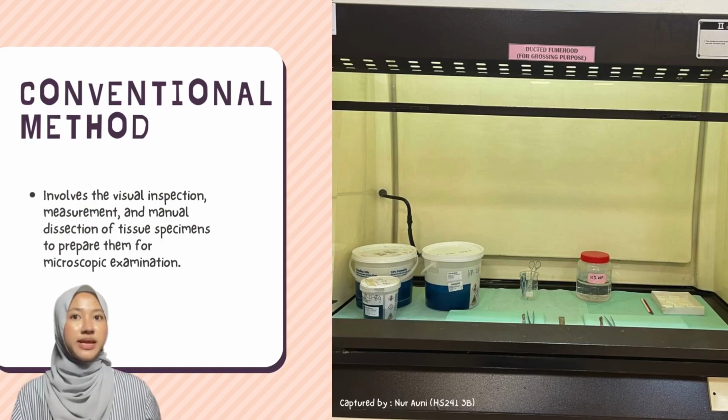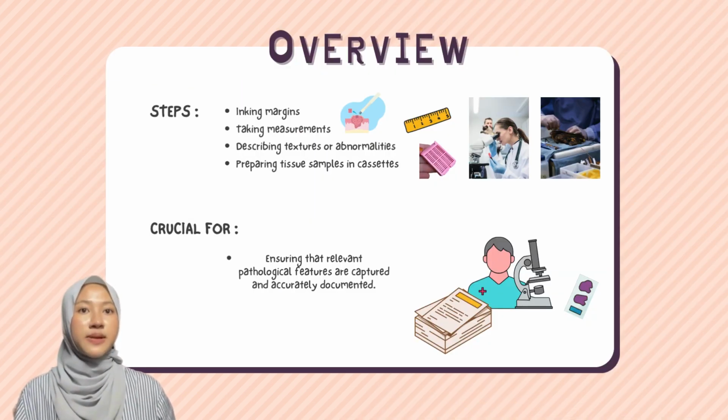The conventional method of tissue grossing involves the visual inspection, measurement, and manual dissection of tissue specimens to prepare them for microscopic examination. Grossing typically includes steps like inking margins, taking measurements, describing textures or abnormalities, and preparing tissue samples in cassettes for subsequent processing. Conventional grossing is crucial for ensuring that relevant pathological features are captured and accurately documented.